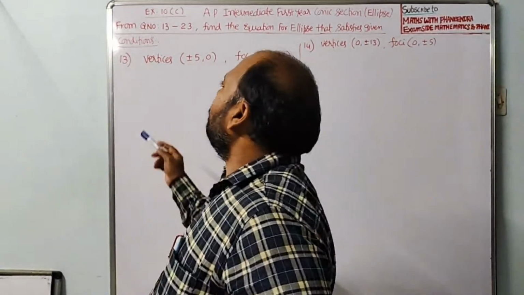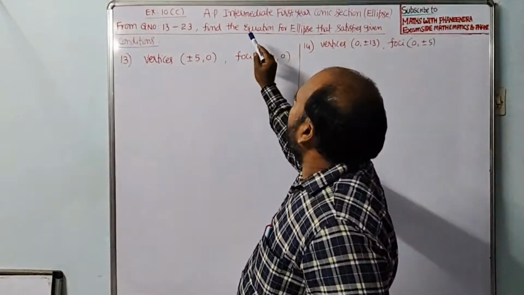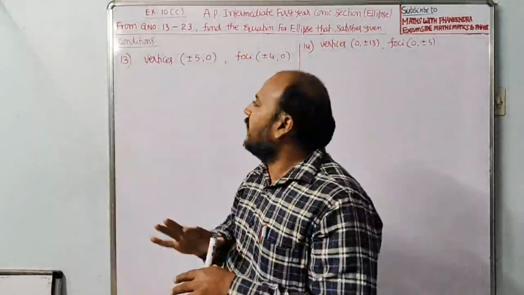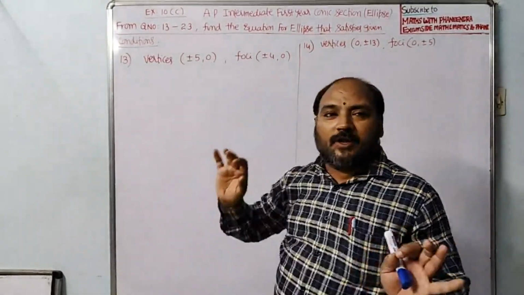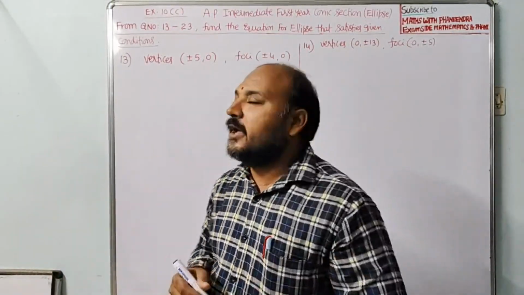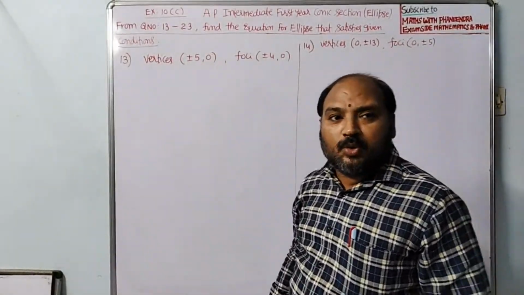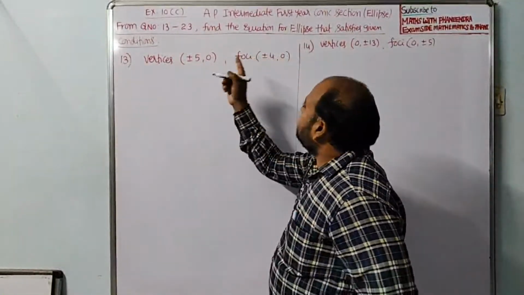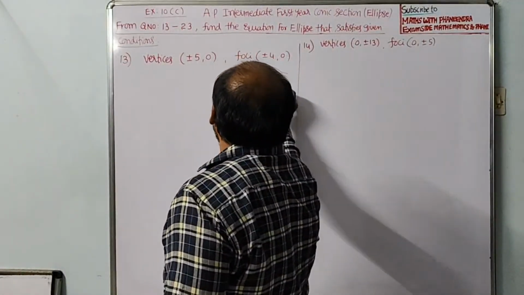Question number 13 to question number 23: find the equation of ellipse that satisfies the given conditions. In question number 13, the vertices and foci of the ellipse are given. You have to calculate the equation of the ellipse. See, vertices are plus or minus 5 comma 0. The y coordinate is 0 in vertices and foci. Therefore, this type of ellipse is a horizontal type ellipse.